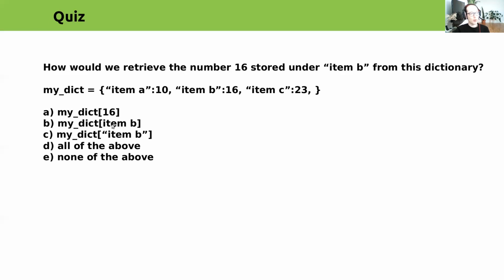In option B, we would get some kind of error because if we don't provide quotations, if we just provide a word, Python is going to look into the namespace for a variable called item. And it probably will not understand the space here either. So this would produce some kind of error, whereas this one, it understands this is a string that is a key in the dictionary, and then it will retrieve whatever is stored there, in this case 16. So C is the correct answer.